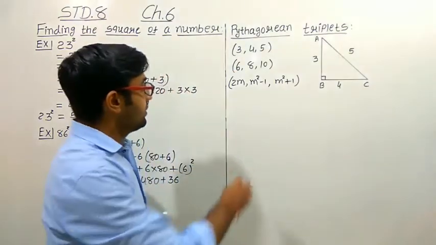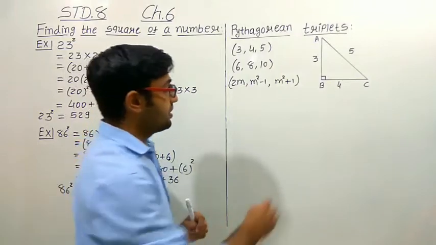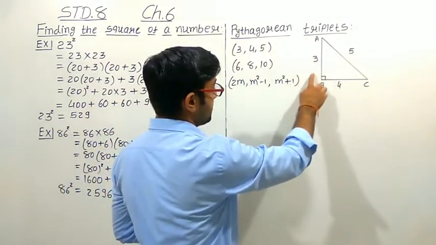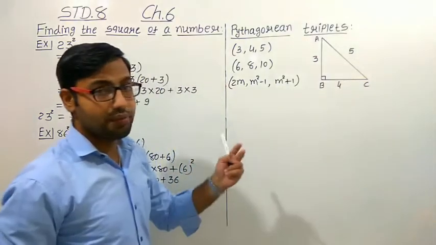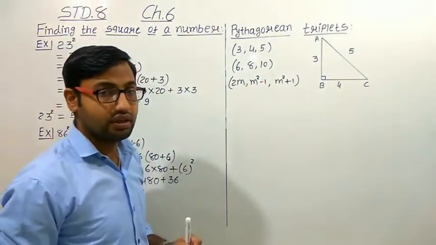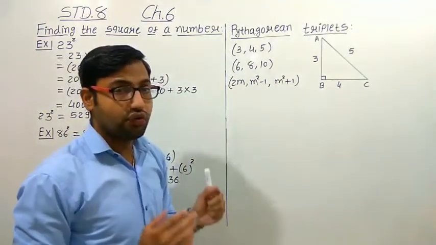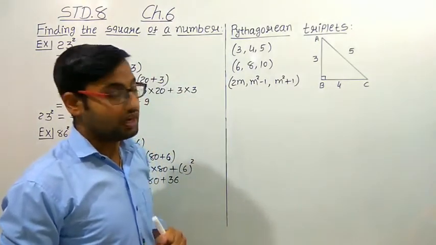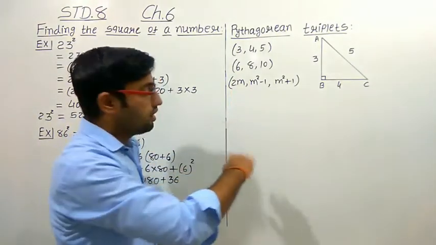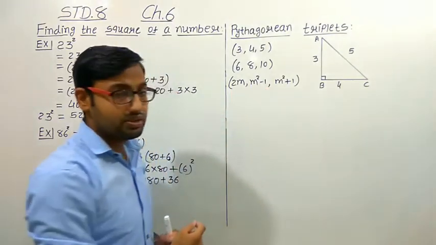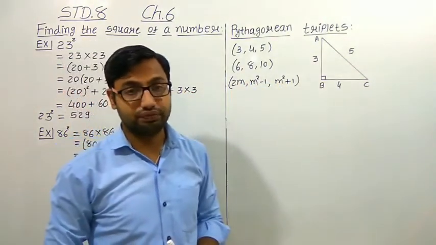In the same way, 6, 8 and 10 are also a Pythagorean triplet. That means if one side is 6, another is 8, the larger side we get as hypotenuse will be 10. Okay, so what is the general formula? This is the general formula to find the Pythagorean triplet. Out of the three numbers, one will be 2m, the second will be m square minus 1, and the third number will be m square plus 1.